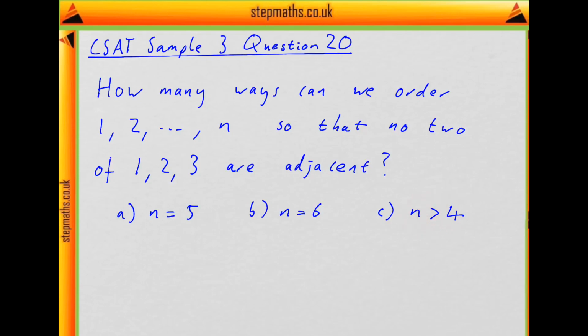than 4. I just want to note, in the question itself they phrase it as how many permutations are there of these numbers, but a permutation is just a reordering, so it's the same as asking how many orders are there. So if you want to have a go at this question yourself, pause the video now.